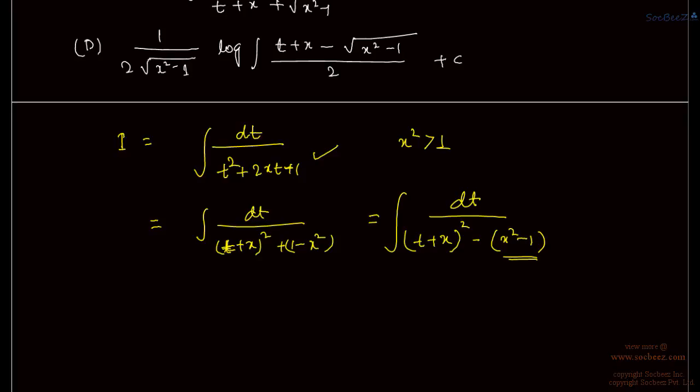So now from here we can actually take this integral in the form of dx upon x square minus a square. So its value will be 1 upon 2a.